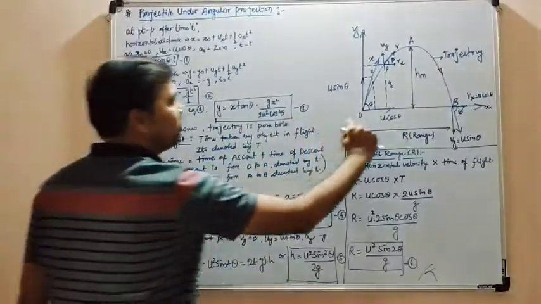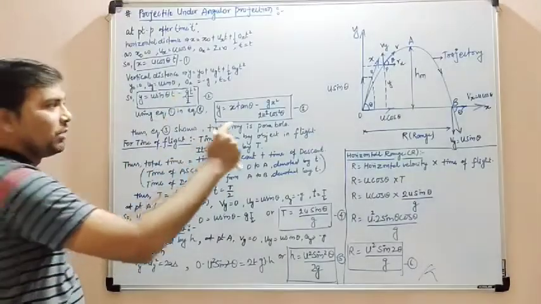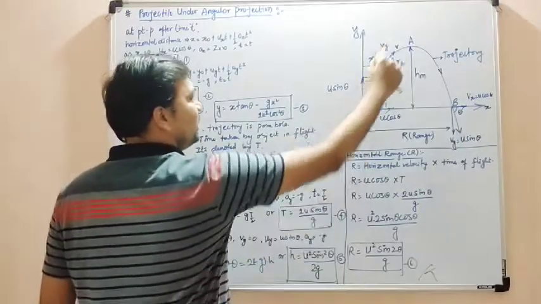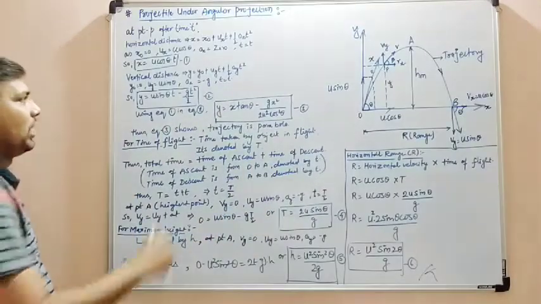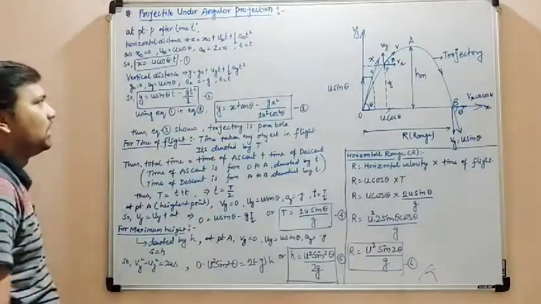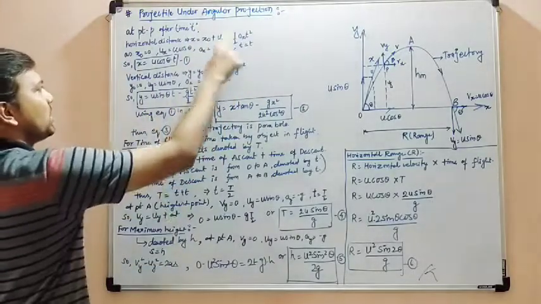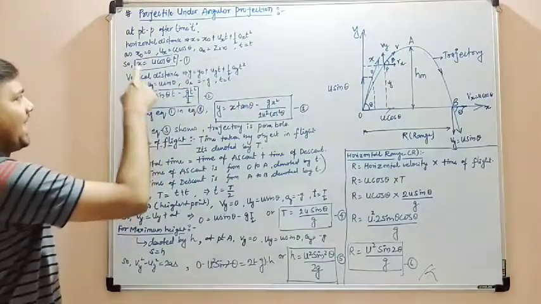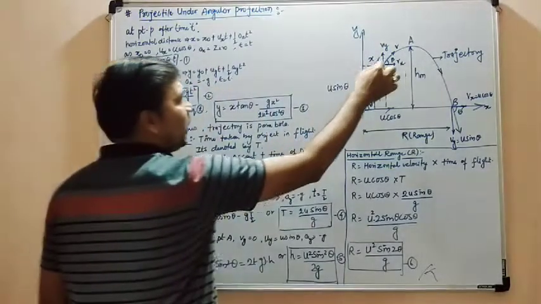Ux will become u cos theta. Ax will become 0. Why does it become 0? Because the velocity in this direction is constant, and whenever the velocity is constant, acceleration will become 0. And the time period we have taken is t. So putting all these values in the above equation, we conclude that x equals u cos theta into t.